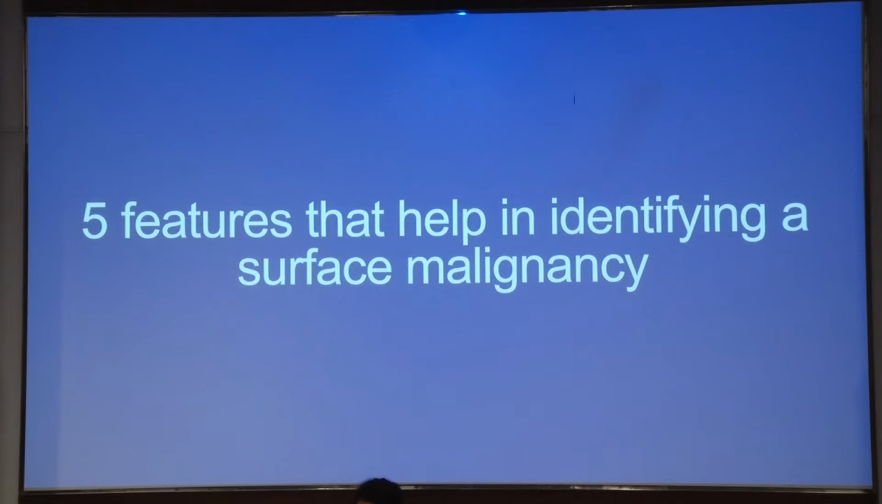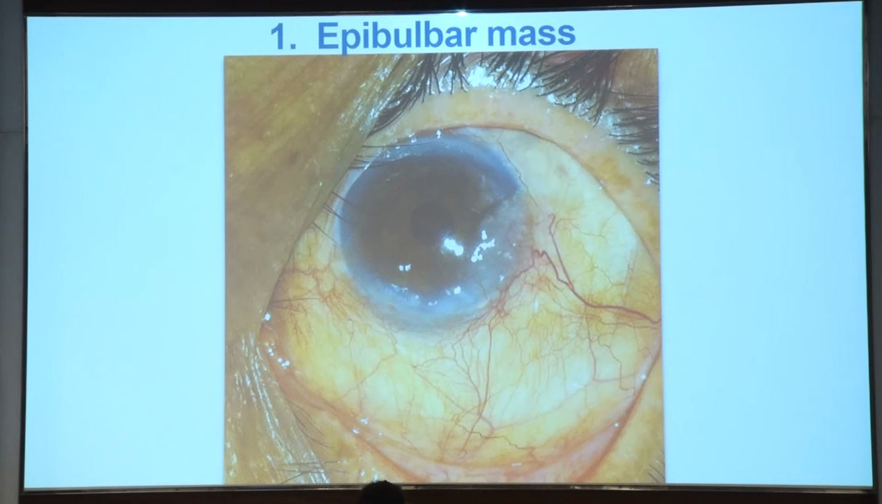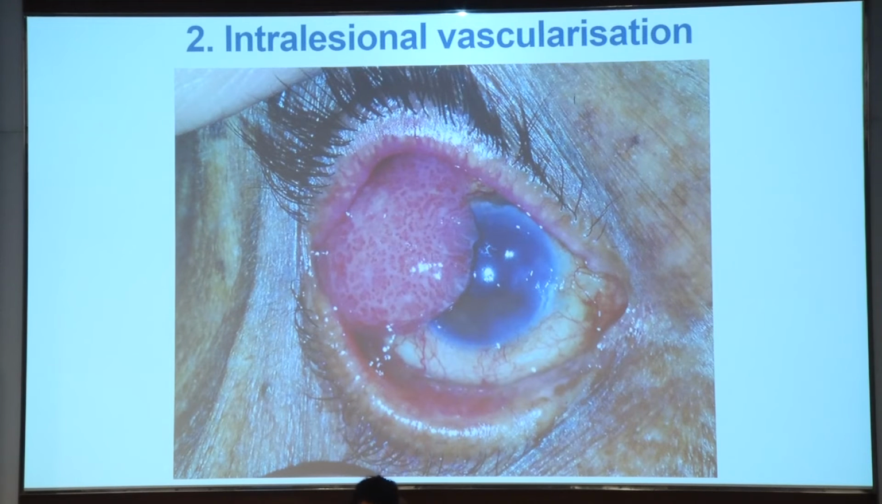I'll talk about 5 features that will help you in identifying a surface malignancy. Number 1, the presence of an epibulbar mass, especially a papilliform, large mass. A papilliform, reddish, large mass, suspect a malignancy. Sometimes you don't see a papilliform mass, but it's still a limbal gelatinous mass which is growing over the limbus. That again could be a malignancy. So keep that in mind.